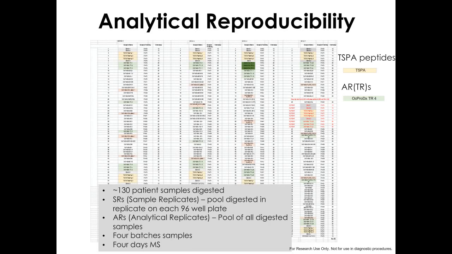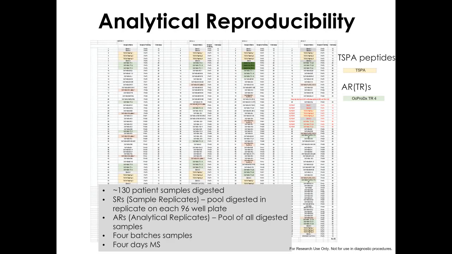So wherever there's a shaded box, that's where a QC sample has been run. And so now within those QC samples, we've run 130 patient samples approximately. And we have both sample and analytical replicas. And this really is just to demonstrate the robustness of the methodology.